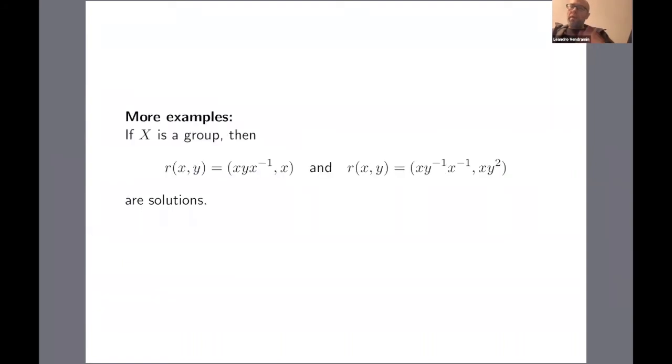So what if we take, for example, X as a group? Then we have these two very interesting solutions. The first one essentially says that conjugation will give you a solution. And the other one is a little bit funny, right? This was first found in a paper of Wada concerning representations of the braid group.